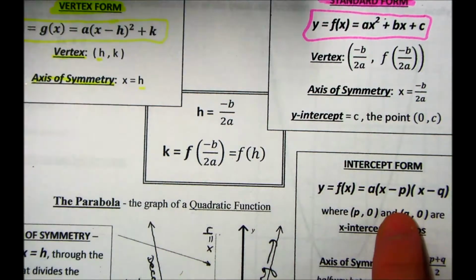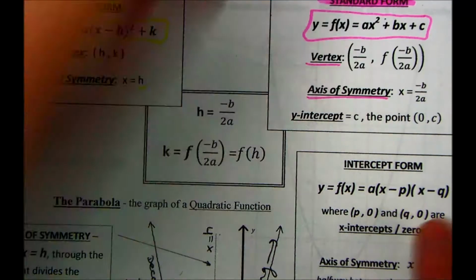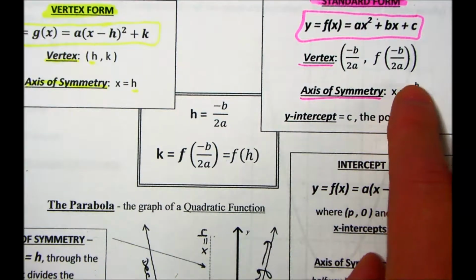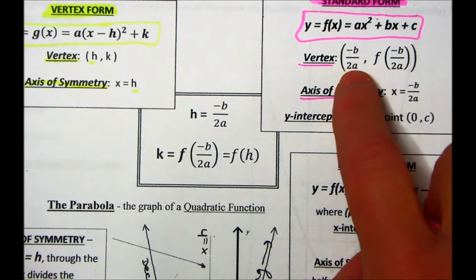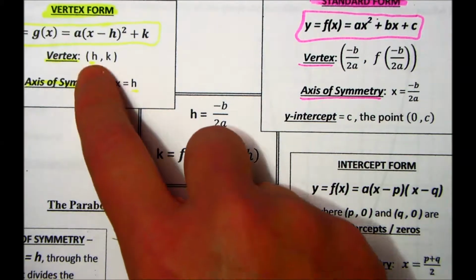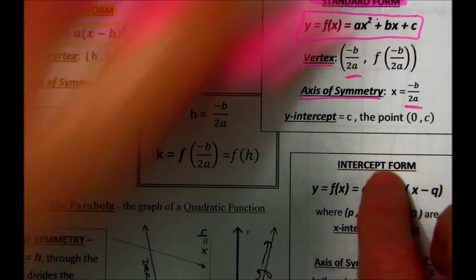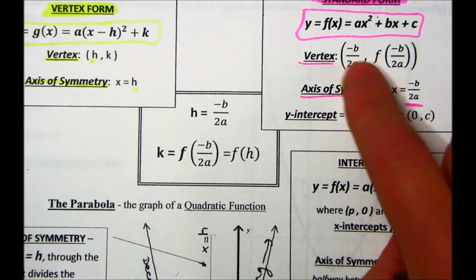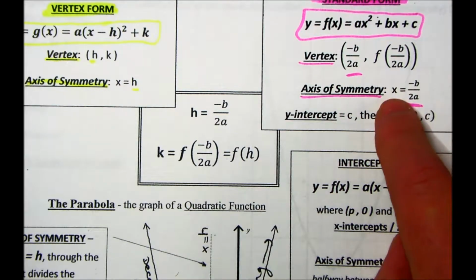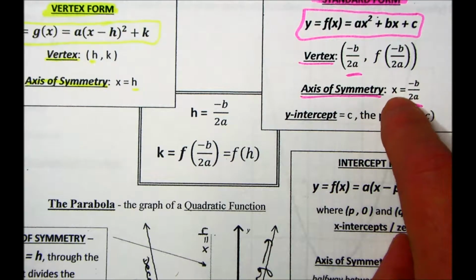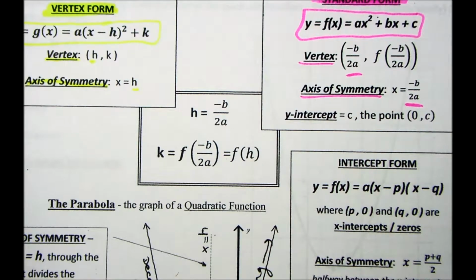The axis of symmetry is x equals negative b over 2a. So again, that value there is h, just like here it's h. If we take the formula negative b over 2a and calculate that, don't forget the x equals must be in front of that number to show that it's an equation of a line.